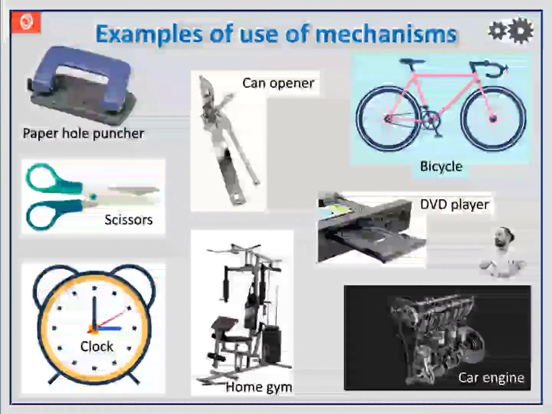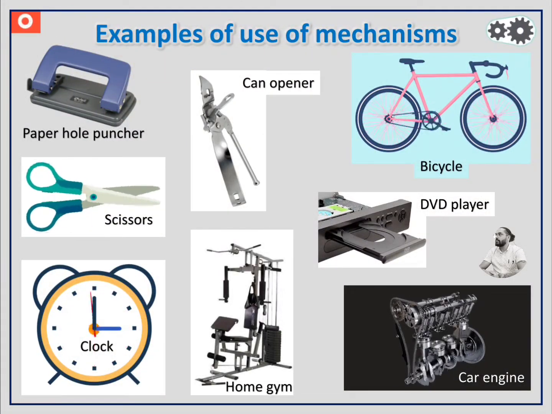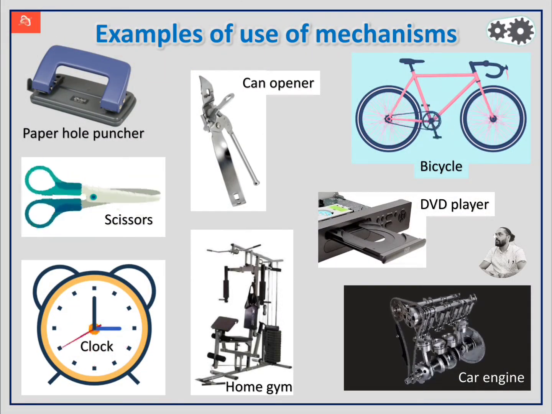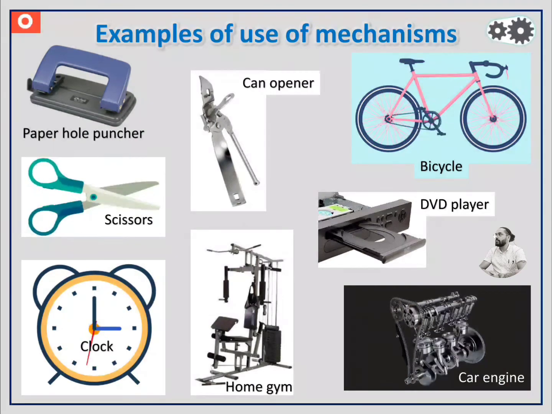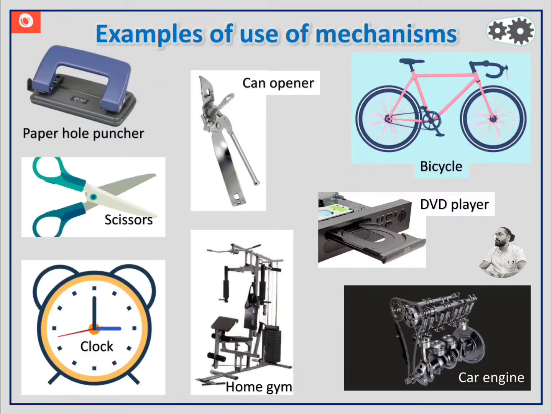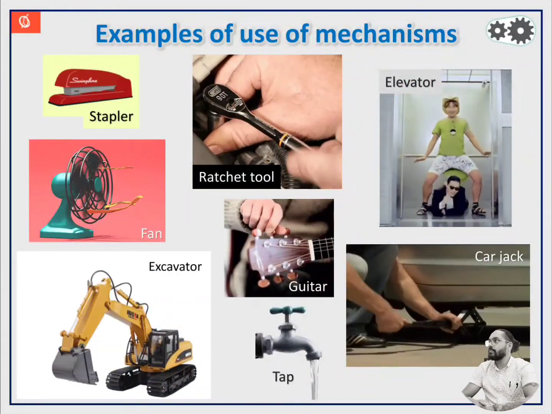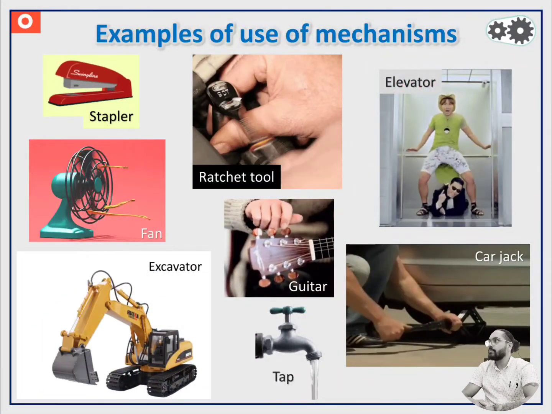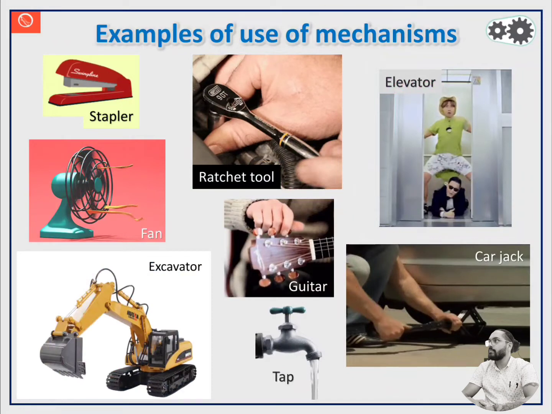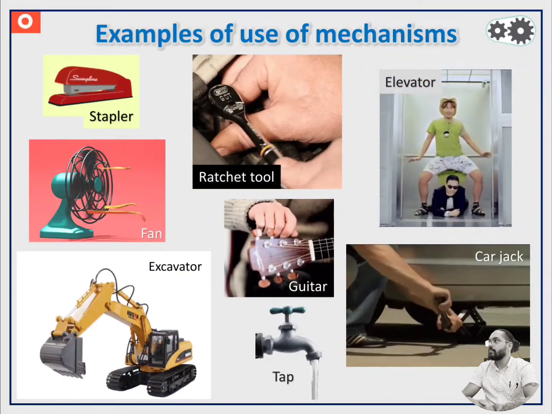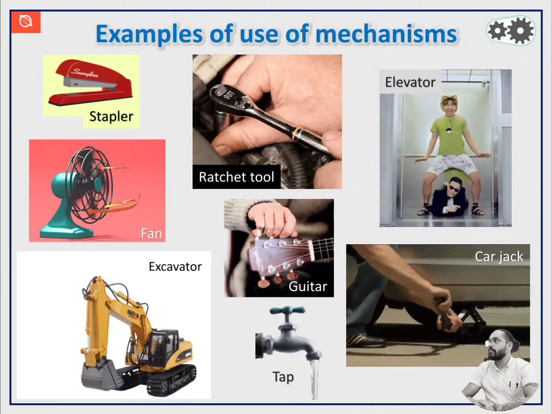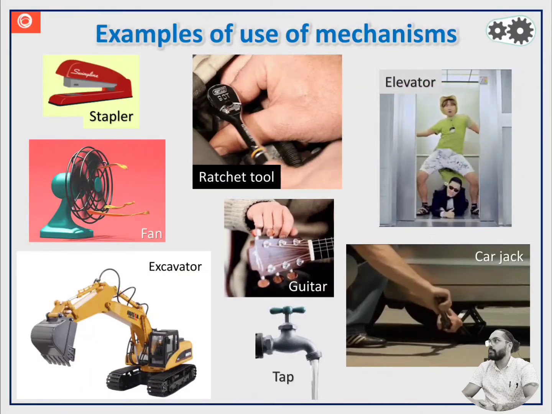Before we embark into explaining what is actually a mechanism, let's have a look at different examples of mechanisms. So we have the paper hole puncher, the scissors, can opener, our bicycle, DVD player, clock, home gym, the car engine. We also have the stapler, the fan, the excavator, the ratchet tool, the guitar, the tap, the elevator, or the car jack. And these are only a few. There are many more out there.